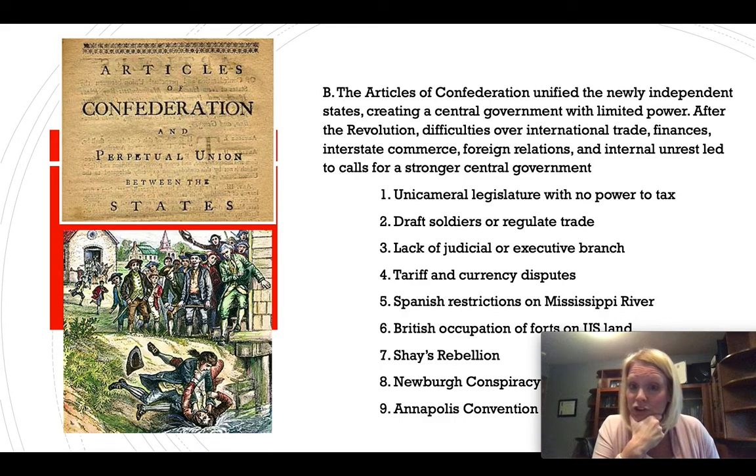There was British occupation in the forts on U.S. land. Part of it was that the British were supposed to evacuate those forts and leave those forts, and they didn't actually completely do that, and that's going to cause a problem.